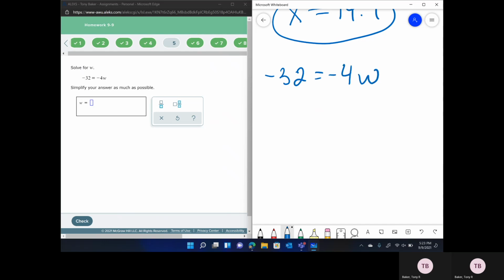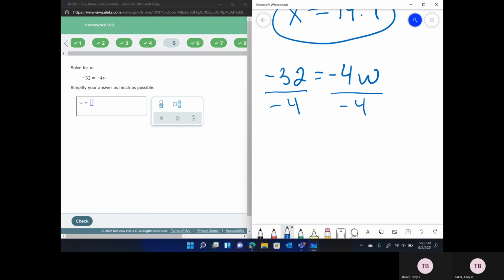All right. No difference with this one. We're just adding in negative signs. So negative 32 equals negative 4w. It also doesn't matter which side the w is on. Like that doesn't make a difference in the process. So in this case, I'm dividing by negative 4.